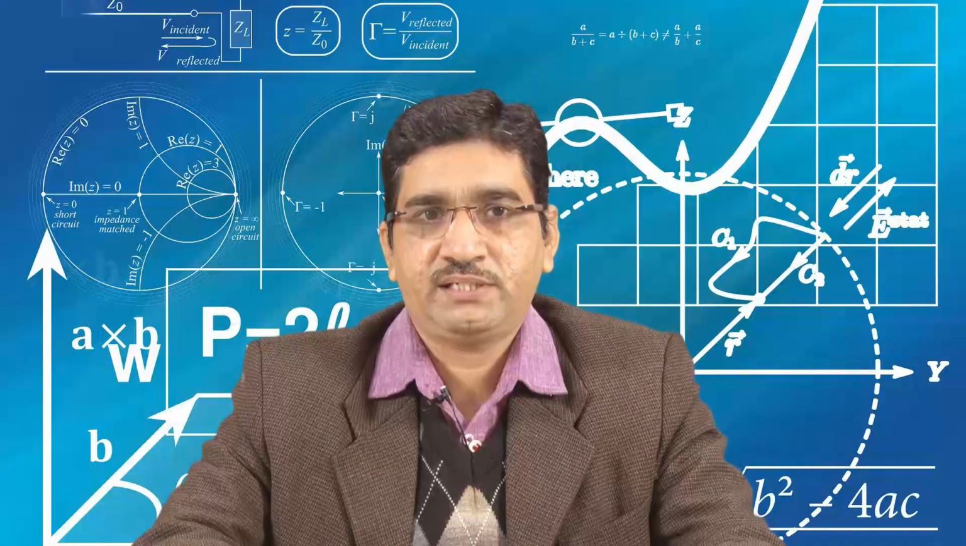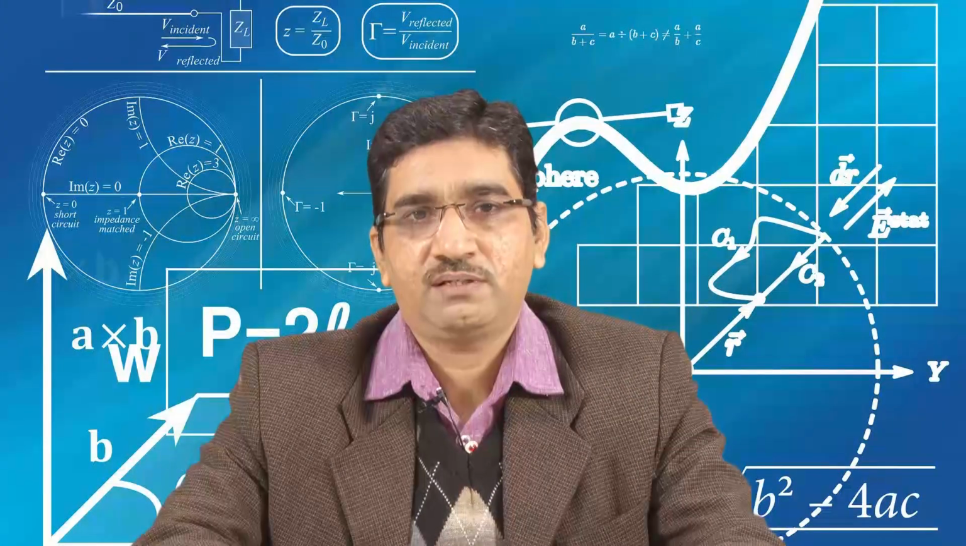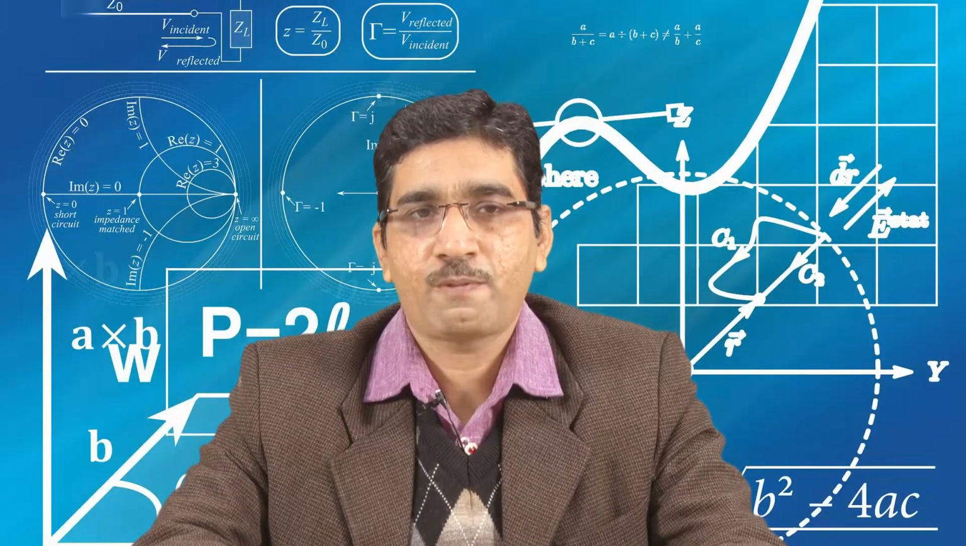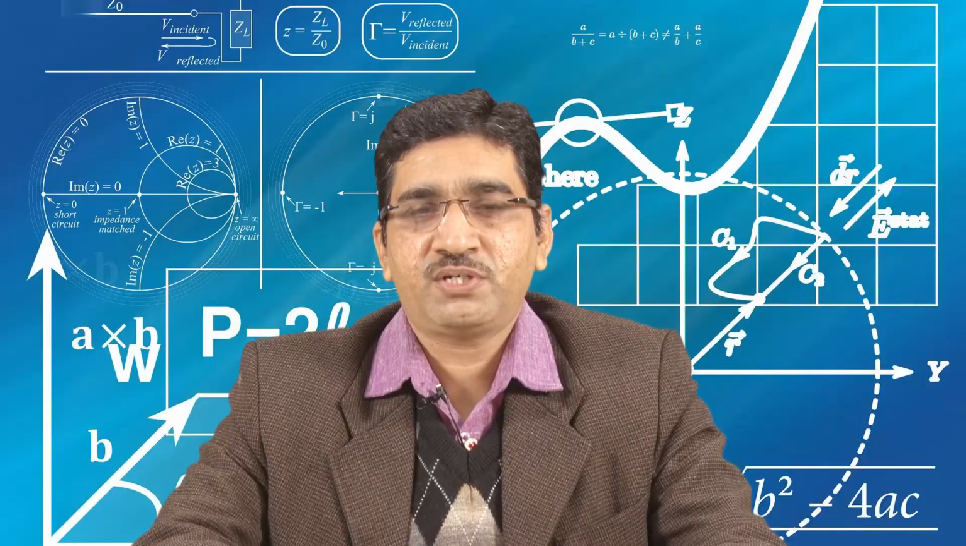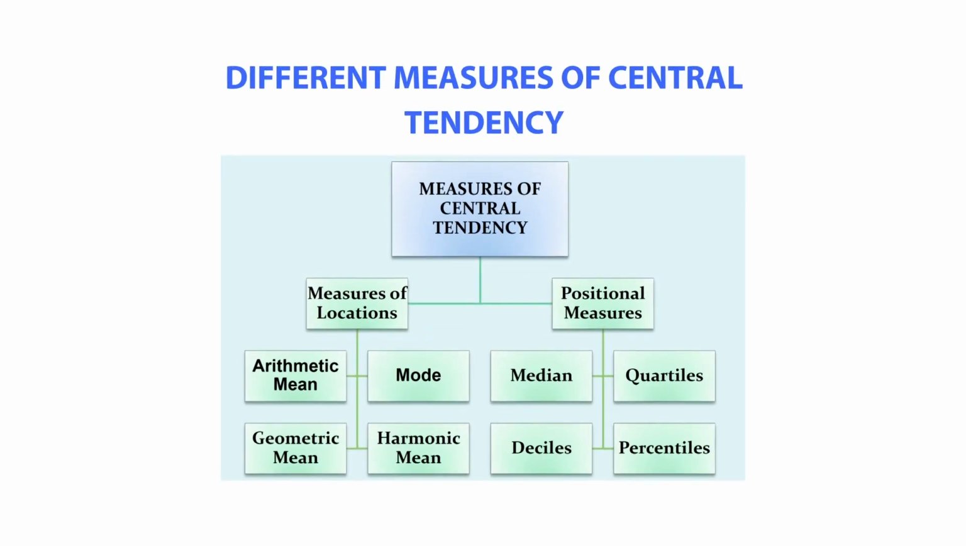So, after discussing the properties that a good measure of central tendency should have, we discuss over here the different types of measures of central tendency. There are various measures which are used, but we can classify them into two categories. The first is mathematical measures of location and the second is positional measures. Arithmetic mean, mode, geometric mean and harmonic mean are classified under measures of location.